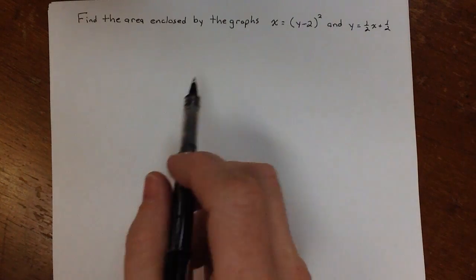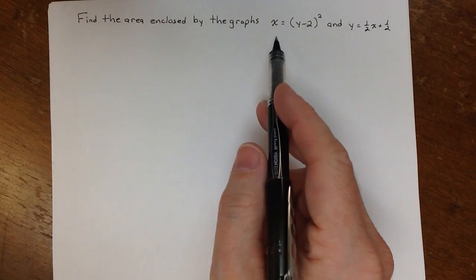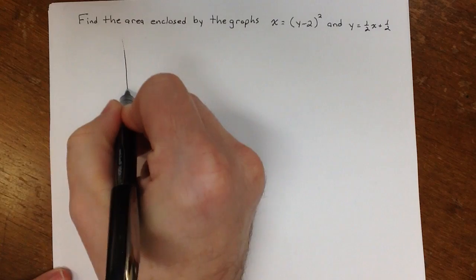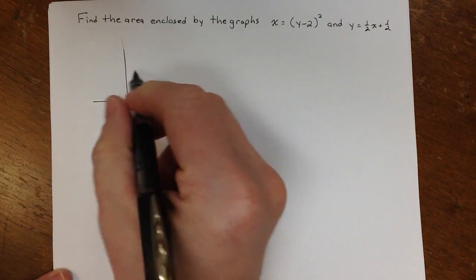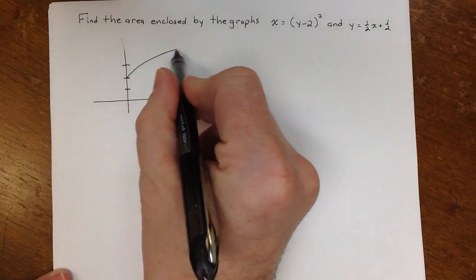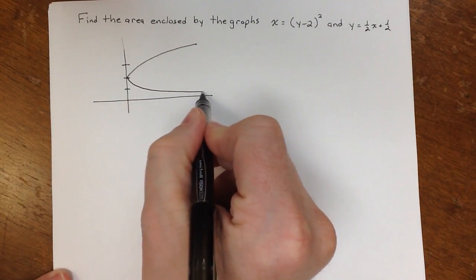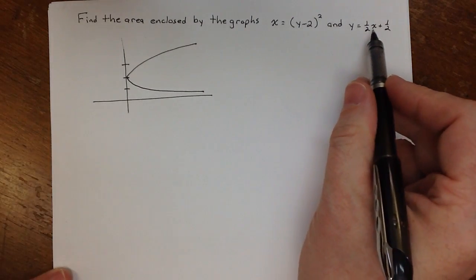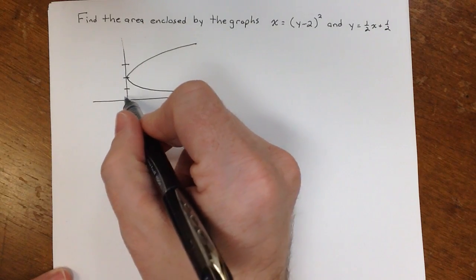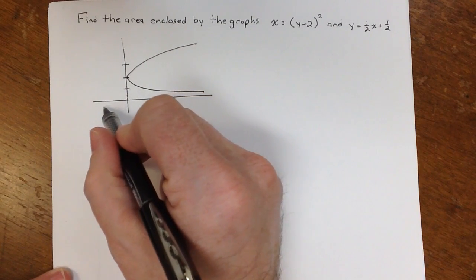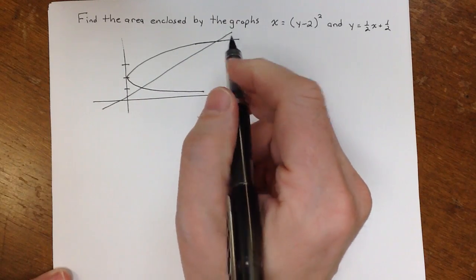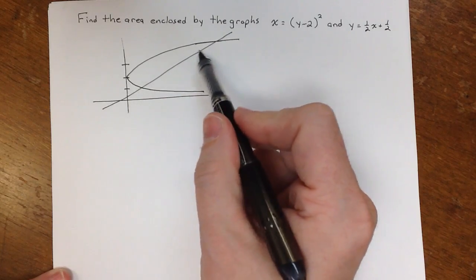Okay, we want to find the area enclosed by these two graphs. Now this first graph, x equals y minus 2 quantity squared, is a sideways parabola. It looks like this. And y equals 1 half x plus 1 half is a line with the y-intercept of 1 half here, and the slope is 1 half. So it's going to look something kind of like this. So if I continue this out over here, the area that we're trying to find is this inside of here.